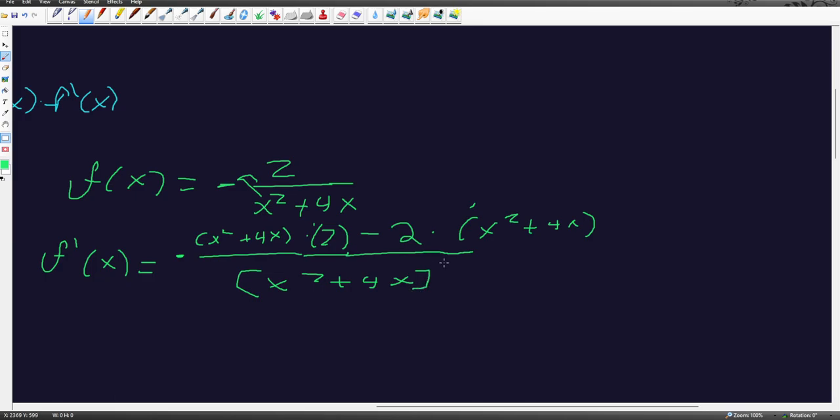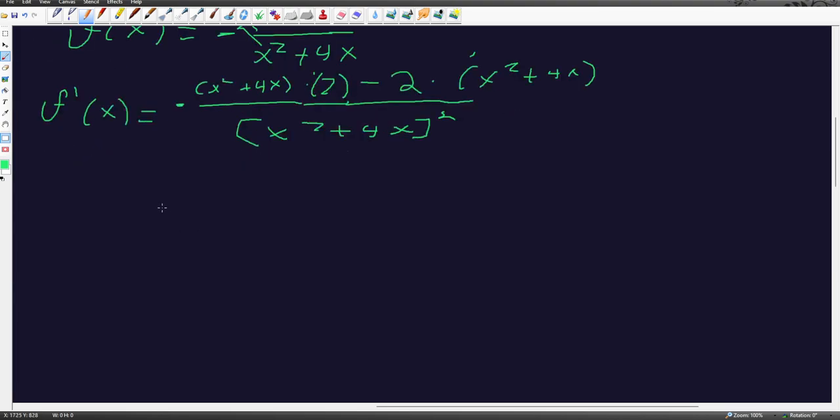For this one, I don't think I want to distribute here. It's going to be very long. And remember, this is calculus, not algebra. So if I derive this, I'll bring down the things that I'm not going to derive and bring down the derivative of 2. Remember, any constant derived is going to be 0.